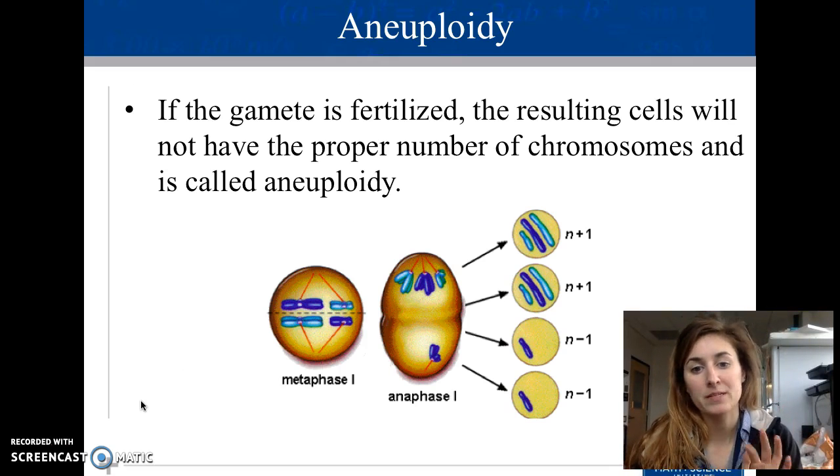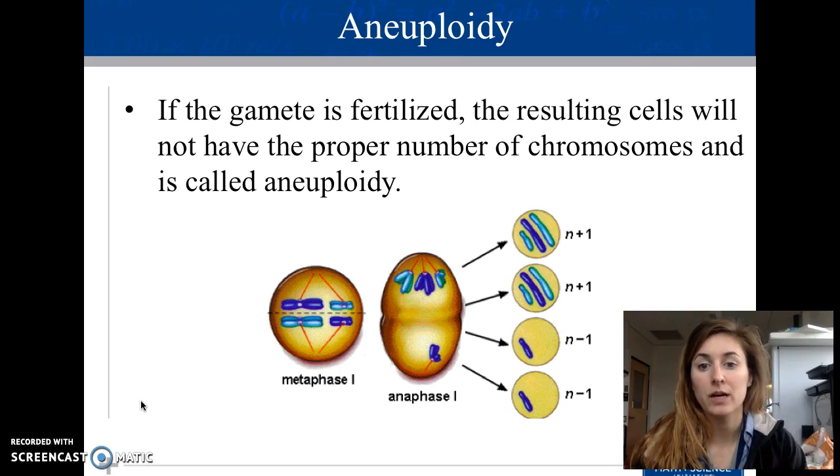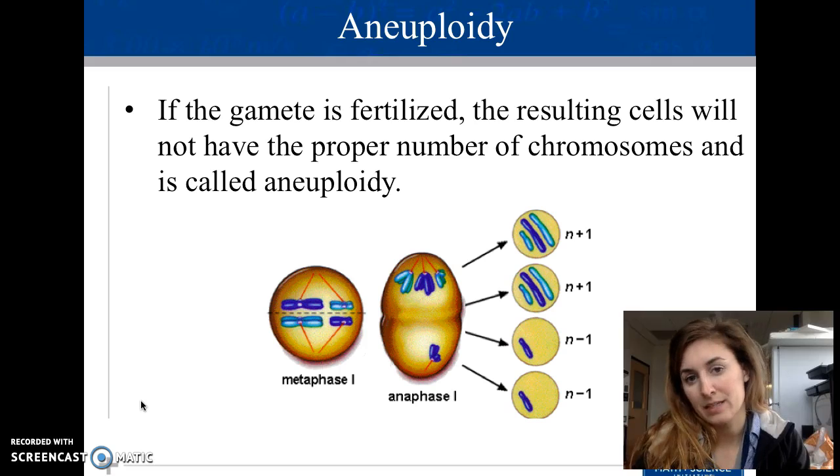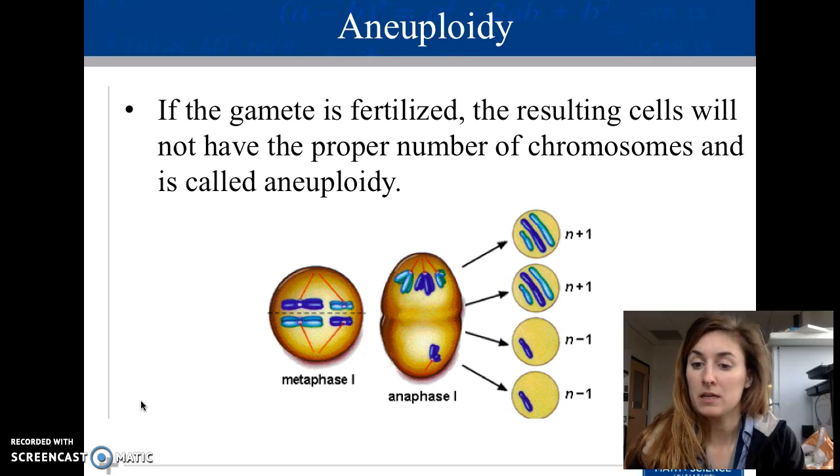Another thing that can happen is aneuploidy. If a gamete is fertilized, the resulting cell will not have the proper number of chromosomes. That is called aneuploidy, either too many or too few. Ploidy usually signifies that there's too many.